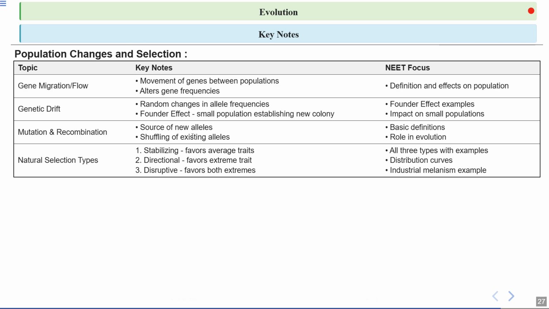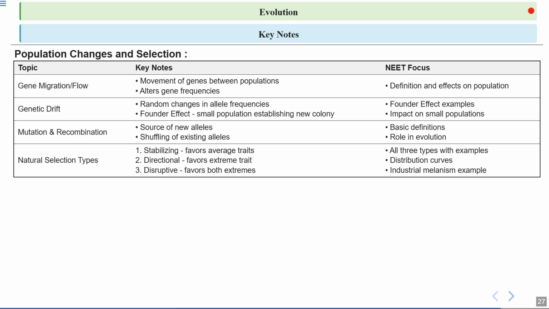Within this, you should know about the founder effect. Here, a small population is establishing a new colony. You should know about the founder effect, examples, and impact on small populations. Then the next factor was mutation. Mutation is a source of new alleles, and recombination was another factor which caused shuffling of the existing alleles. Then we also talk about natural selection, which is the fifth factor.